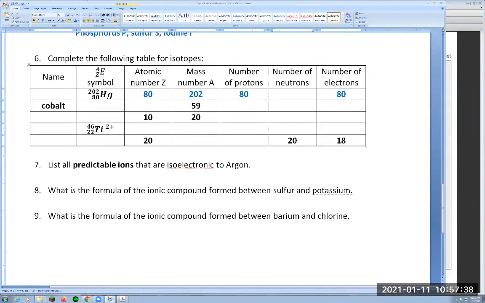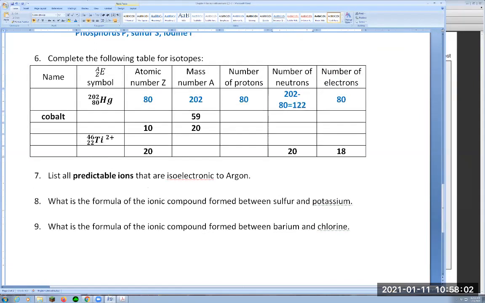Now, to find the number of neutrons, you do the mass number minus the number of protons, because the mass number represents the number of protons plus the number of neutrons. So if you do the mass number minus the atomic number, you get the number of neutrons. Let me make sure I have the right value: 202 minus 80 is 122. So that's going to be 122 here. And the name is mercury.